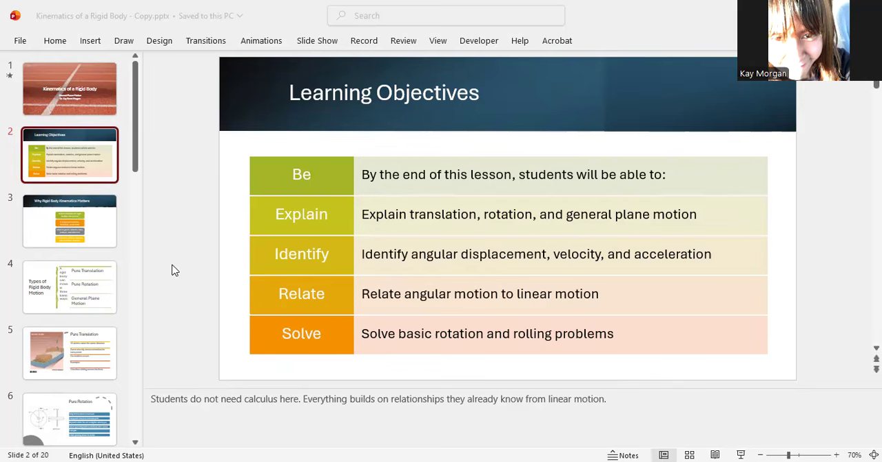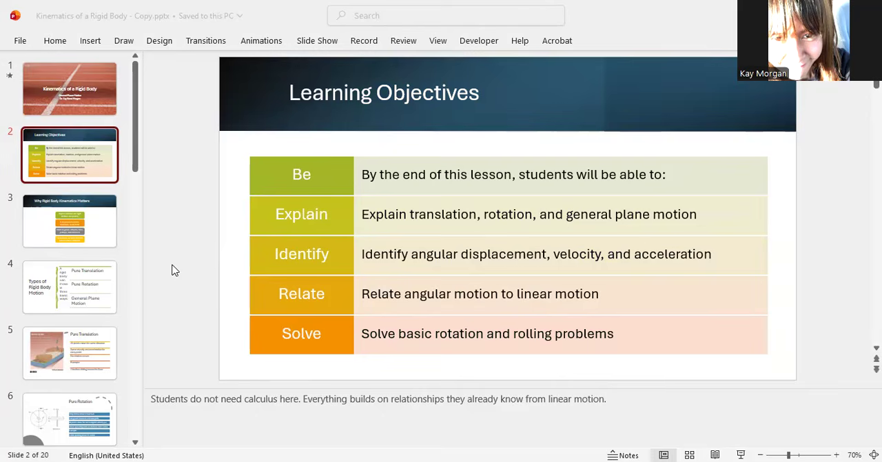Yeah, so I'm always interested when I read an equation. I want to know what that is about. Of course, many students here at the community college are always afraid of heavy math, and you don't need calculus again for this lesson. Everything builds directly on the concepts you have known so far from chapter 2 linear motion, and we're going to apply that to rotation and rolling objects.